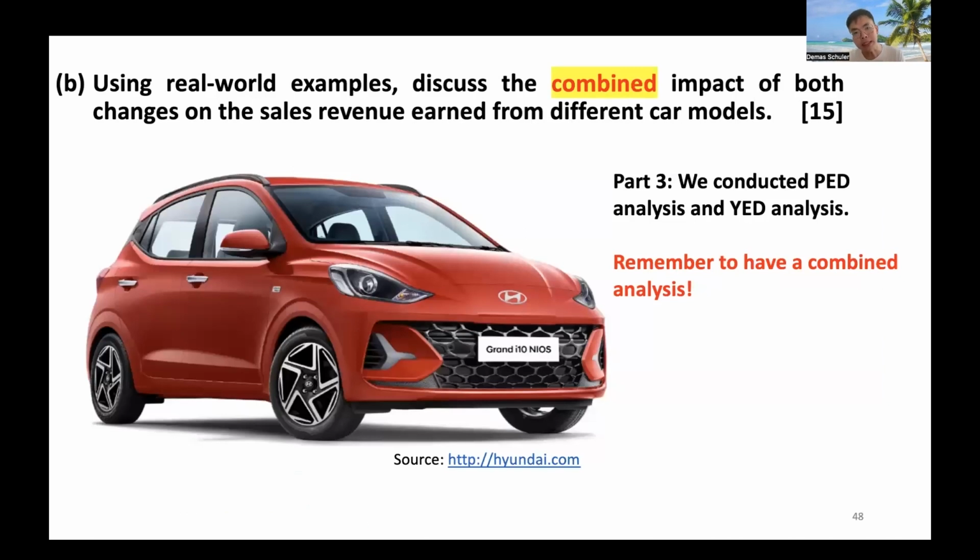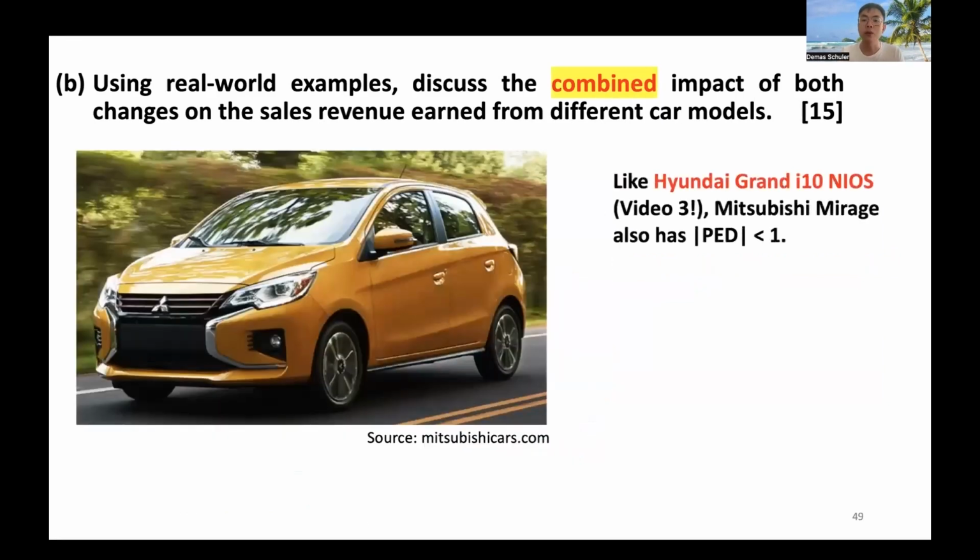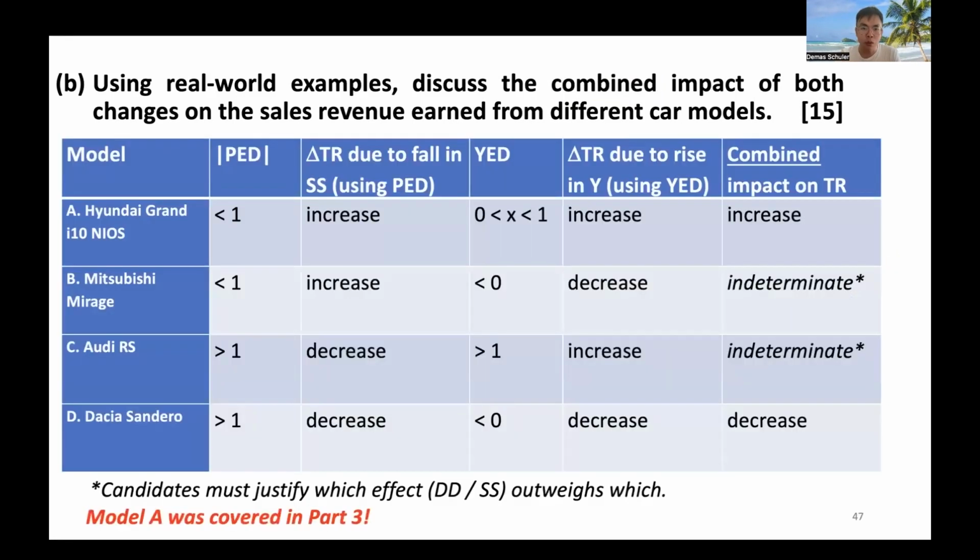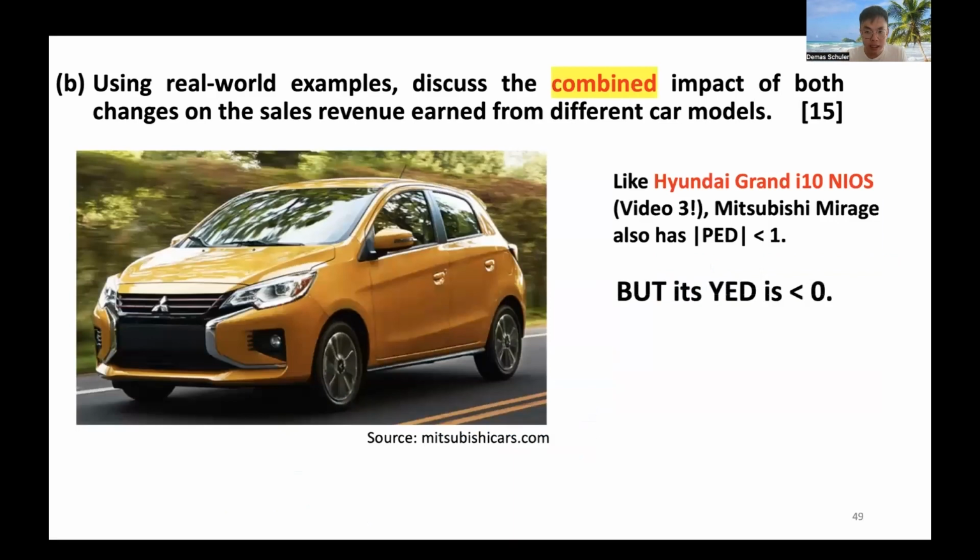So in part 3, as mentioned, I've covered the Hyundai Grand i10 Neos example. We did PED analysis, YED analysis, and also combined analysis. Like the Hyundai Grand i10 Neos, the Mitsubishi Mirage, which is shown on this slide, has a PED of less than 1. Let me just go back to the overview. Yeah, less than 1. But its YED is less than 0. And that means we need to do something a little different in our combined analysis. So it's a little bit trickier in that regard.